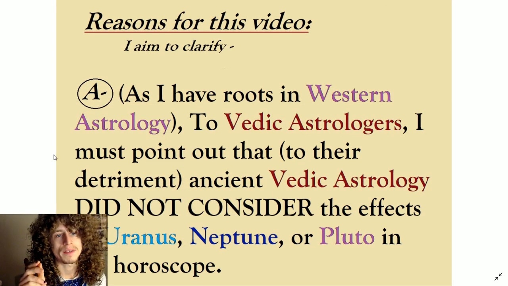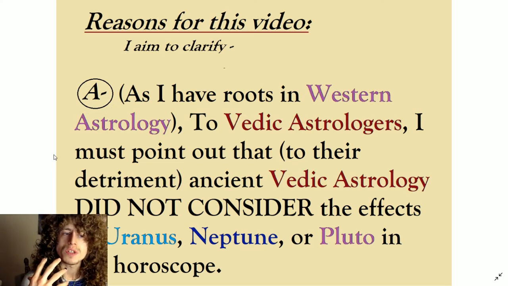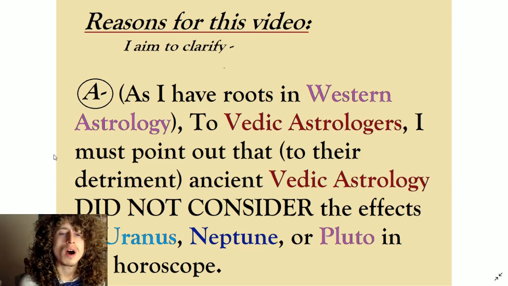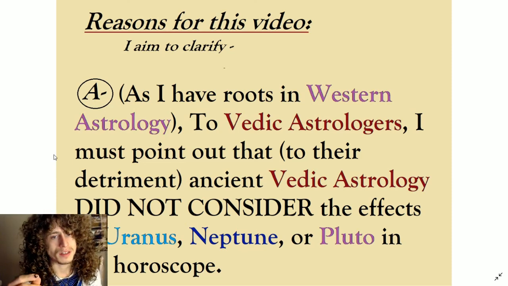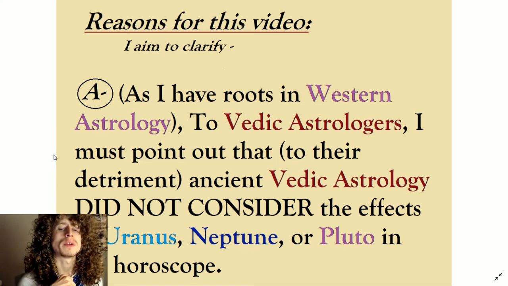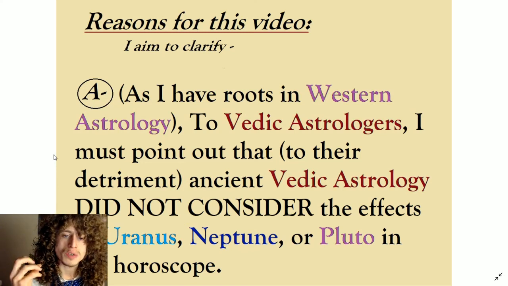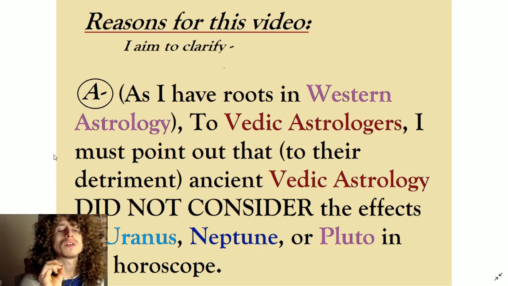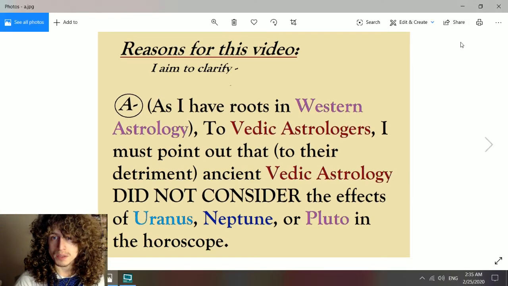I aim to clarify. As I have roots in Western astrology, to the Vedic astrologers in my audience, I would like to point out that, to Vedic astrology's detriment, the ancient Vedic astrology did not consider the effects of Uranus, Neptune, or Pluto in the horoscope. Let me just make an important call, because I make these slides, and the way I worded this is funny, because the Western tradition also did not have the outer planets.